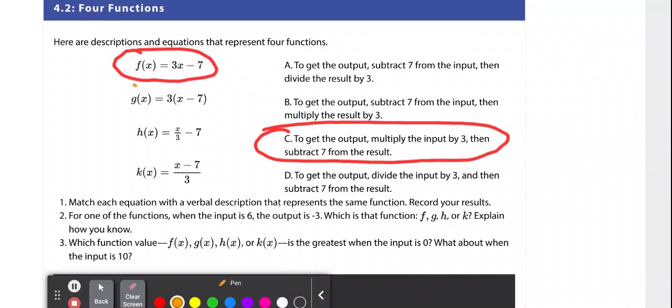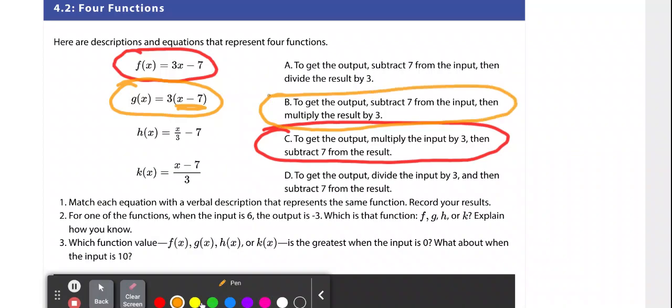Now let's take a look at g of x. G of x, we do the parentheses first. So we have the input, then we subtract 7, then we multiply by 3. So to get the output, subtract 7 from the input, then multiply that result by 3. G of x is described by B.